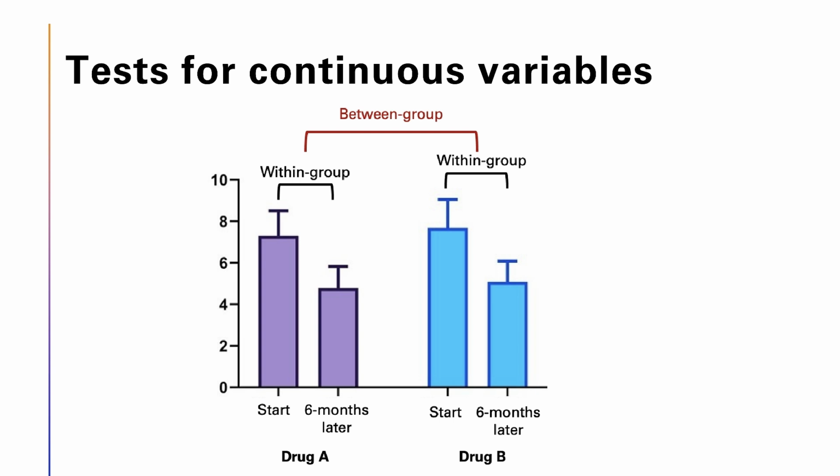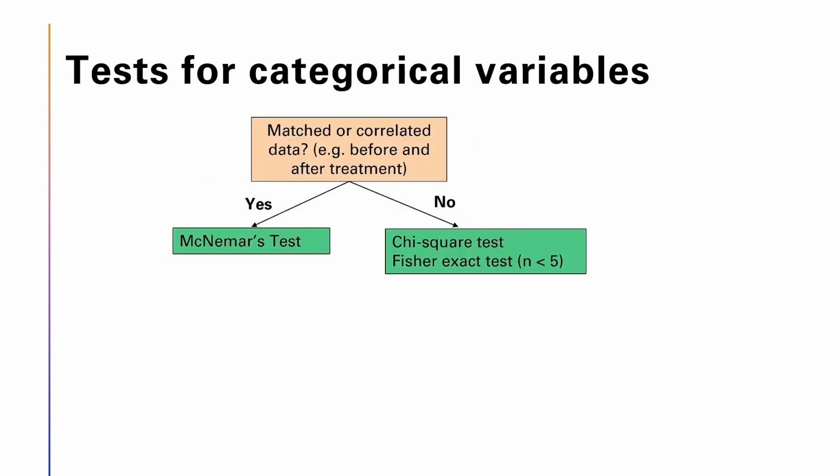For categorical variables, we should first consider if the categorical data analyzed are correlated or matched. An example of matched or correlated data would be evaluating treatment response before and after treatment for the same set of patients. If we are analyzing matched data, it's better to use McNemar's test. Otherwise, for independent categorical variables, we are using either the chi-square test or the Fisher exact test.